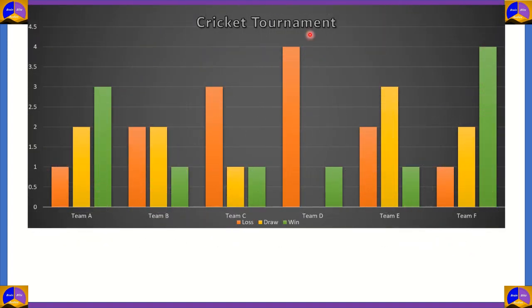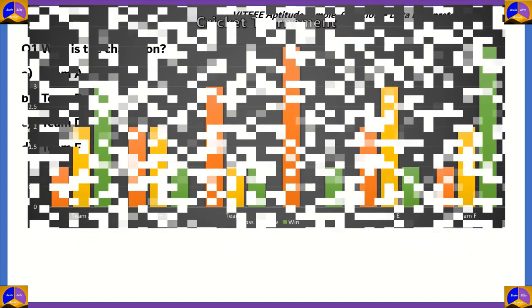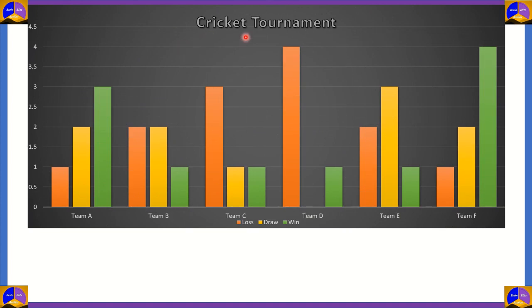So here we have a graph which contains the scorecard of all of the 6 teams. Orange stands for a loss, yellow stands for a draw, and green stands for win. So let's look at the number of matches each team played and the total points they garnered.